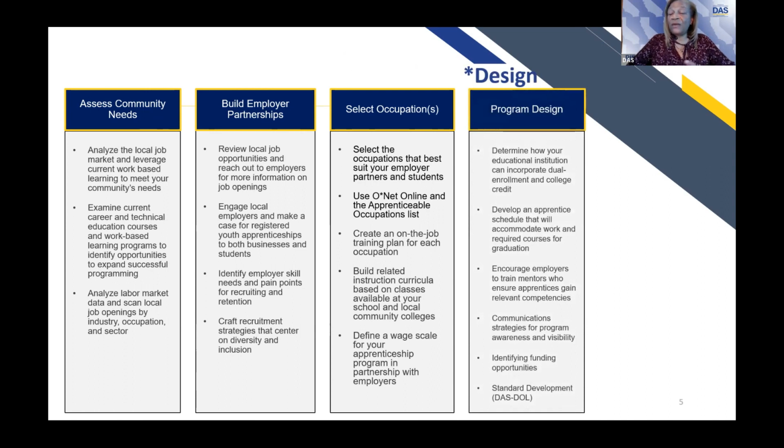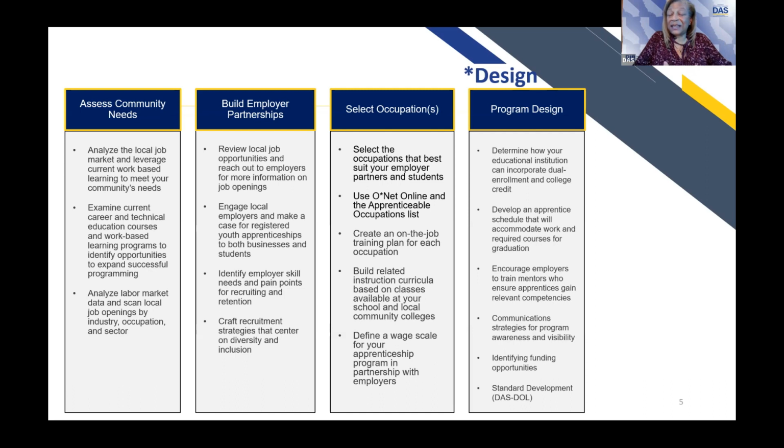Now that you have all the stakeholders at the table, you're ready to begin designing. Determine how the educational institution can incorporate to build out their program. Is it going to be designed for college credits? Will they matriculate further? Are you layering credentialing? You want to encourage your employers to train mentors who can assure that the apprentices are able to go through their program, matriculating and coming out on the other side as a full journey person in that occupation.